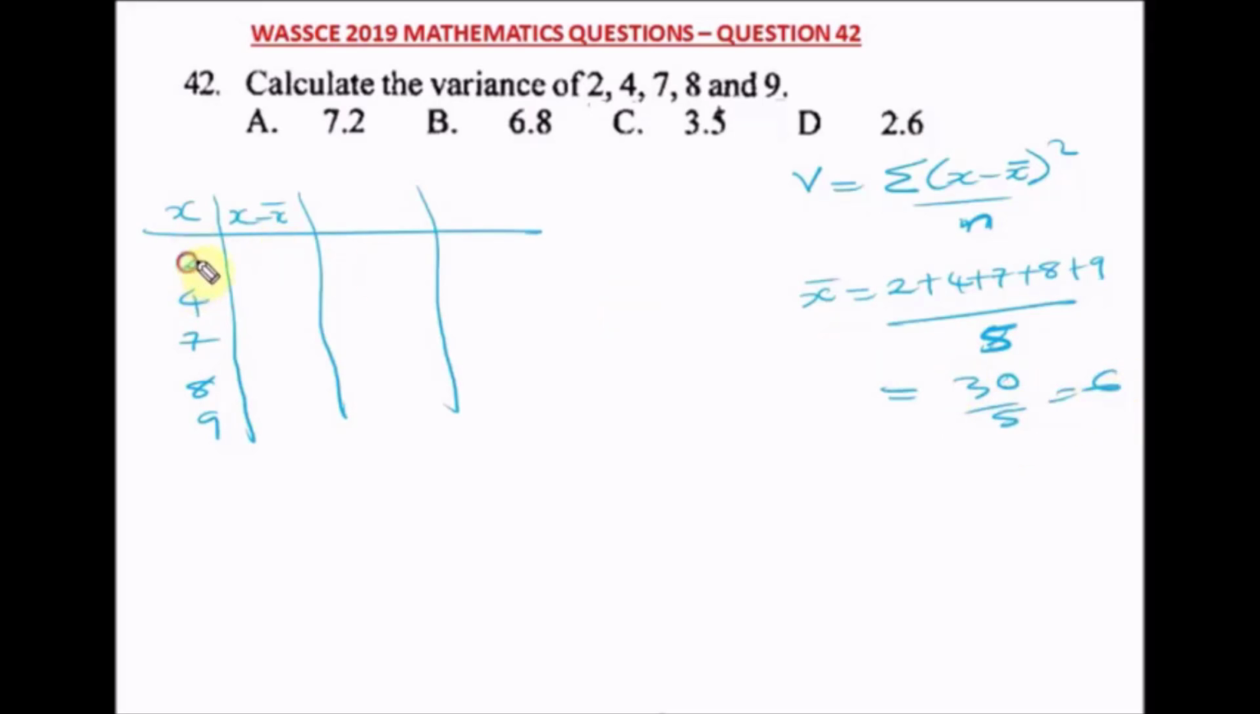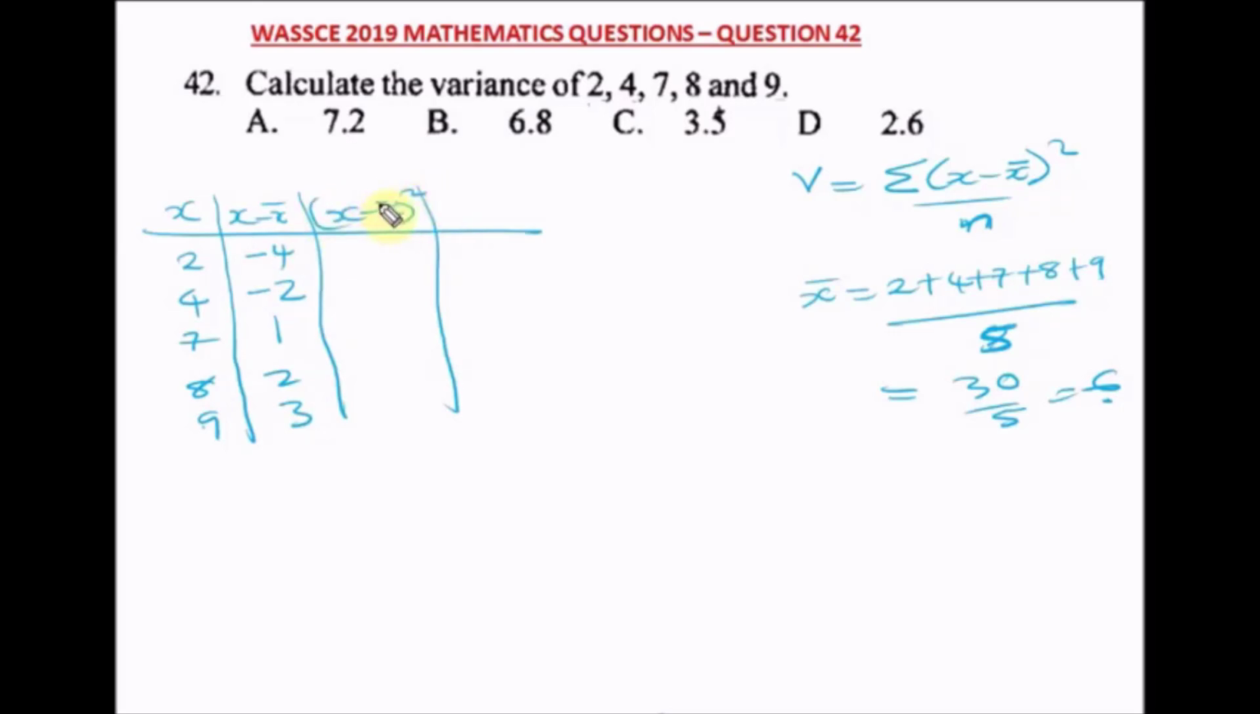So from here we have 2 minus 6. What would that give us? A minus 4. 4 minus 6 will give us a minus 2. 7 minus 6 will give us a 1. 8 minus 6, which is our mean, will give us a 2. And 9 minus 6 will give us what? A 3.